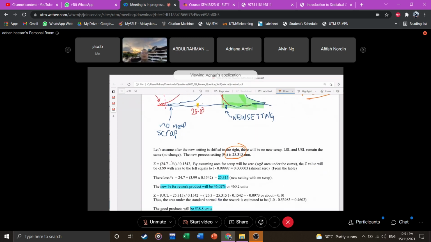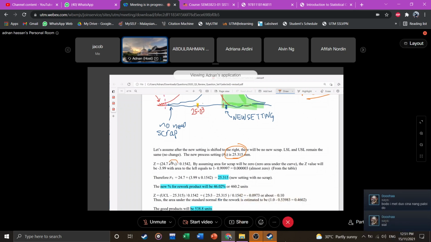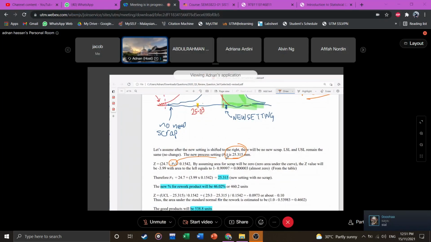So now you need to calculate how much is the new scrap. Sorry, how much is the new rework? So you need to know this. You need to find this, the new one. This is given here. This is coming from this formula.